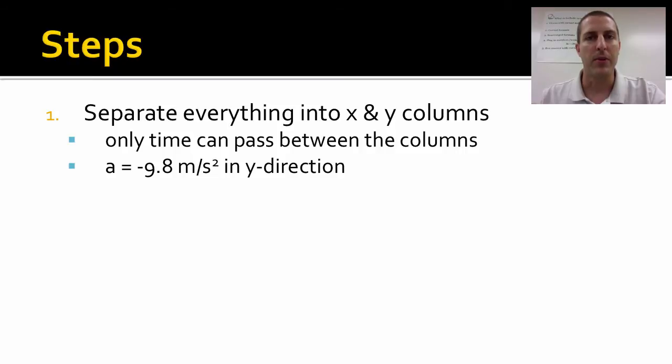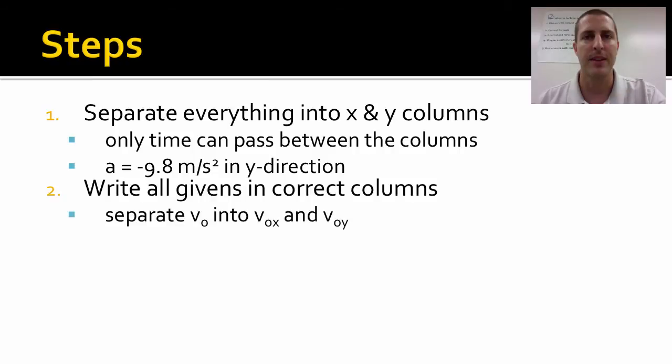Now there is a variable that we know that we're usually not told, and that's the acceleration. Because we're talking about the acceleration due to gravity, we know that that acceleration is always negative 9.8 meters per second squared. And that's only in the y direction. There is no acceleration in the x direction.